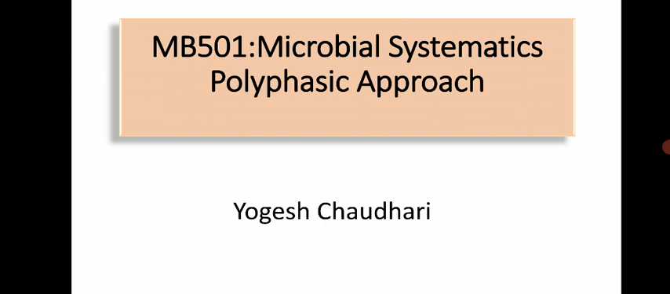Today we are going to discuss a topic from microbial systematics, and that topic is the polyphasic approach. In this topic we are going to discuss tools and techniques that are used for identification of microbes. There are several techniques used to detect or identify particular microbial species. This topic is very important from your exam point of view, so listen carefully. Let's start.